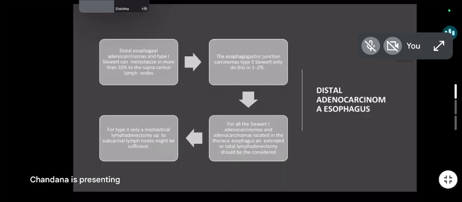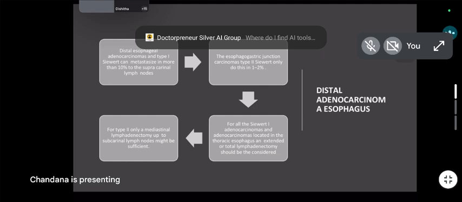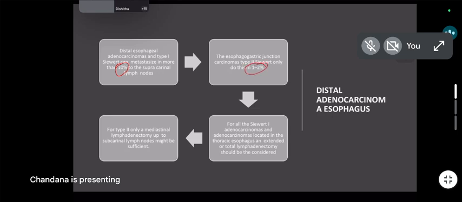So for distal adenocarcinoma of esophagus, distal esophageal adenocarcinomas and type 1 Siewert can metastasize in more than 10% to supracarinal lymph nodes. Esophagogastric junction carcinomas with type 2 Siewert only do this in 1 to 2%. So Siewert 1 metastasis to supracarinal lymph nodes will be 10%, whereas in Siewert 2 it is 1 to 2%.